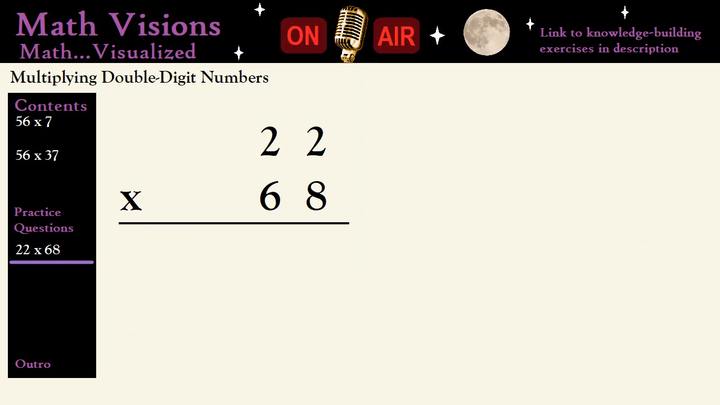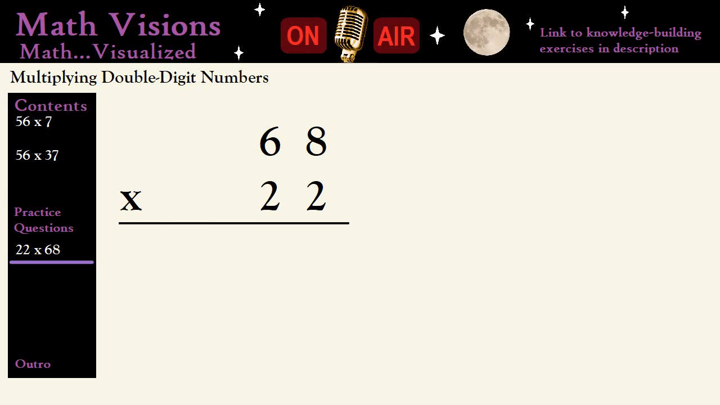Let's do 22 times 68. If you noticed, we have a number, 22, where both digits are the same. We can make this one easier by reversing the positions of our two numbers and doing 68 times 22. Since we're only multiplying, our answer will remain the same regardless of which number comes first.